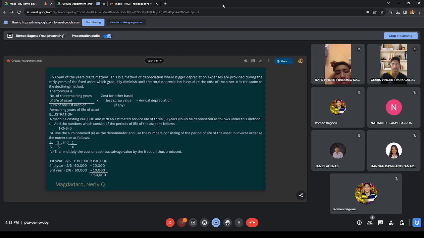In the second year, we will just do the same process. 2 over 6 times 60,000 pesos equals 20,000 pesos. Same goes with third year. 1 over 6 times 60,000 pesos equals 10,000 pesos. So after that, we will just add all the results, and we have a total here of 60,000 pesos. So that's how the sum of the year's digits method works.